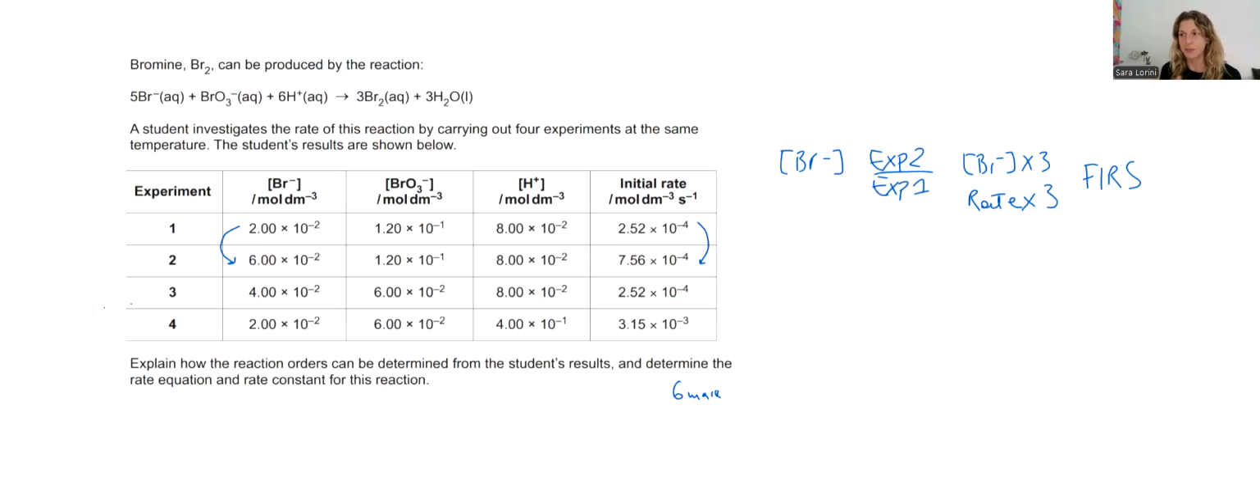For the sake of simplicity of numbers, and also checking what's happening to the rate, I'm going to choose 1 and 3. Here just go with your feeling of which numbers are better. We don't care about hydrogen, it stays the same, so that's great. And this is to find the order of bromate, BrO3 minus. In this case it doesn't matter too much which order you choose, because you will see from the numbers, but I'm going to do experiment 1 over experiment 3.